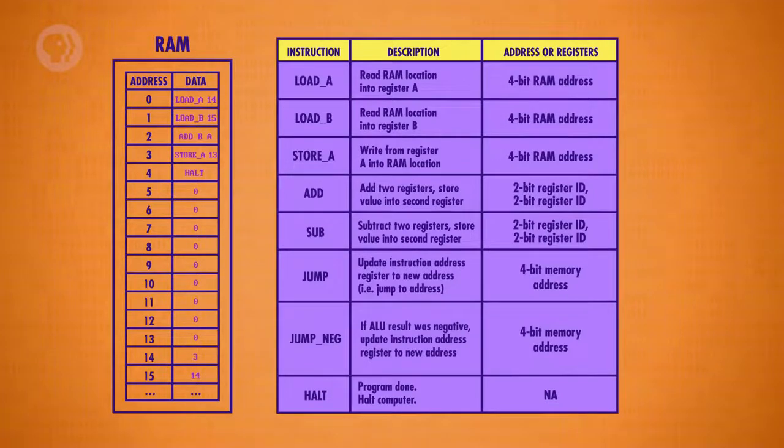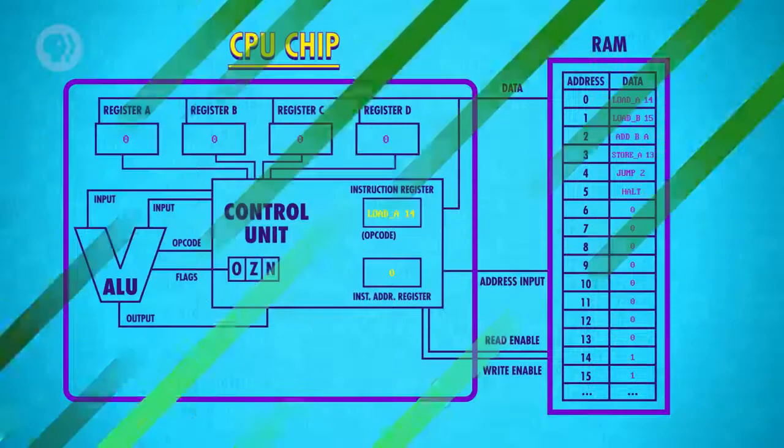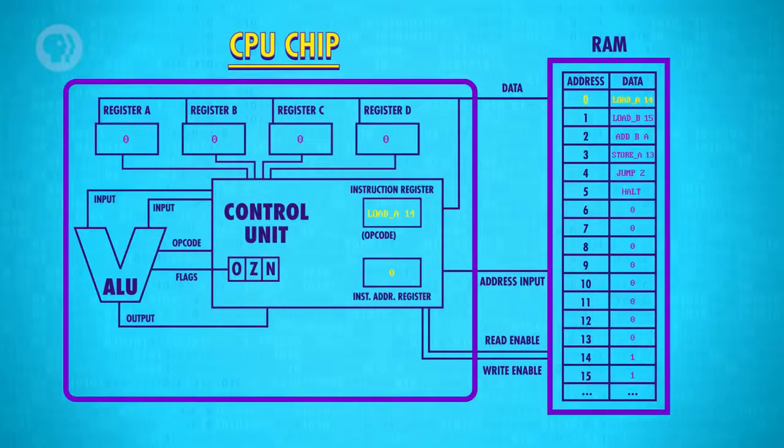Okay, so let's make our program a bit more interesting by adding a jump. We'll also modify our 2 starting values in memory to 1 and 1. Let's step through this program just as our CPU would. First, load A14 loads the value 1 into register A. Next, load B15 loads the value 1 into register B.